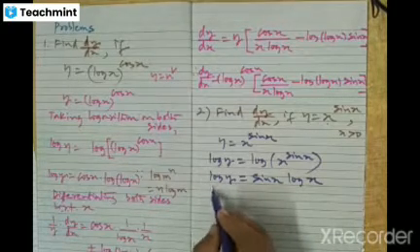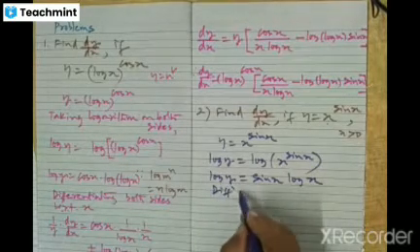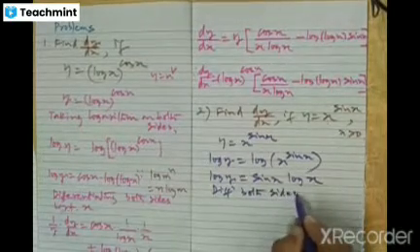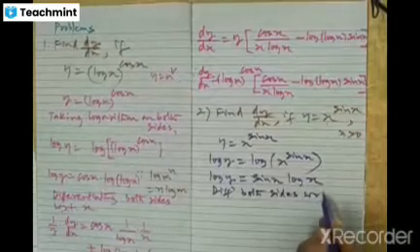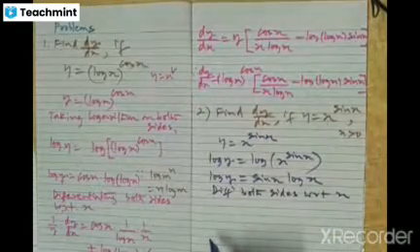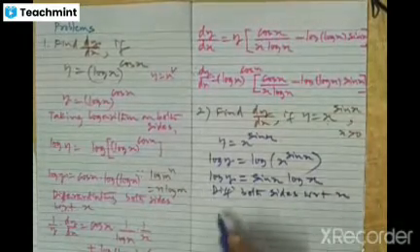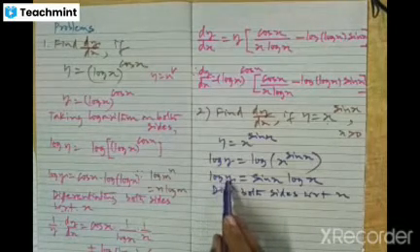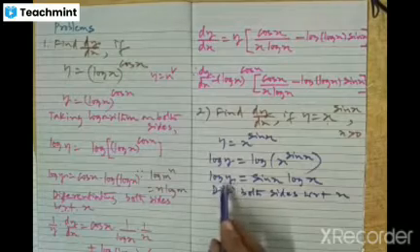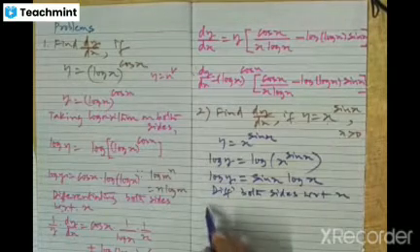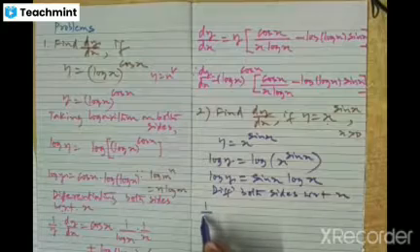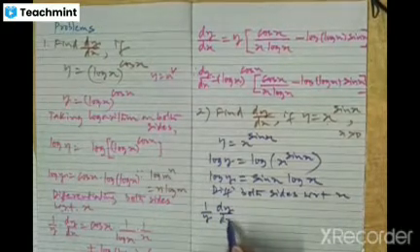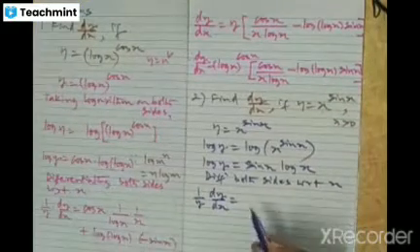Next, we have to differentiate both sides. Differentiating both sides with respect to x. Left hand side, log y is a function of y. So, this is a composite function of function. So, you have to use chain rule. If you use chain rule, you will get left hand side as 1 by y into dy by dx is equal to right hand side.